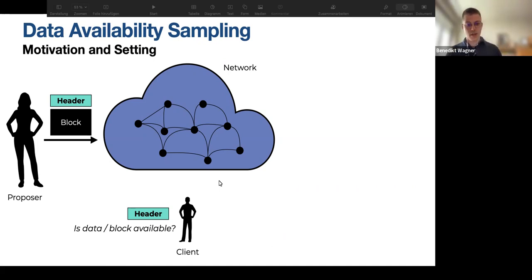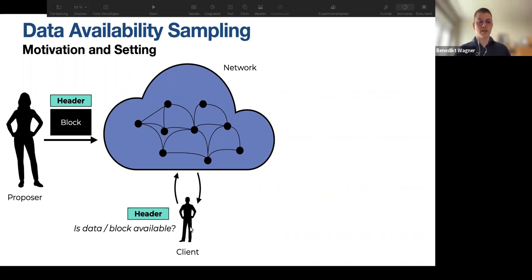Okay, so the goal of the clients is to verify that the block, or the data in general, is available within the network. For that, they will make some queries. But keep in mind, they don't want to download the entire block because they don't have enough resources to do that.